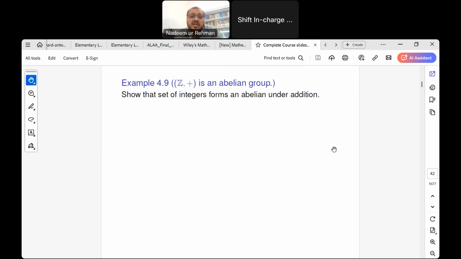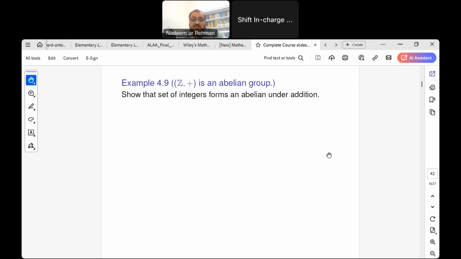Now we take 0, which is an element of Z. If we take the sum of 0 with any other integer, it gives the integer itself, either left or right. This means 0 is the identity of this set, the additive identity. Similarly, if a is an integer, then minus a is also an integer, and a plus minus a gives 0, which is the identity element.